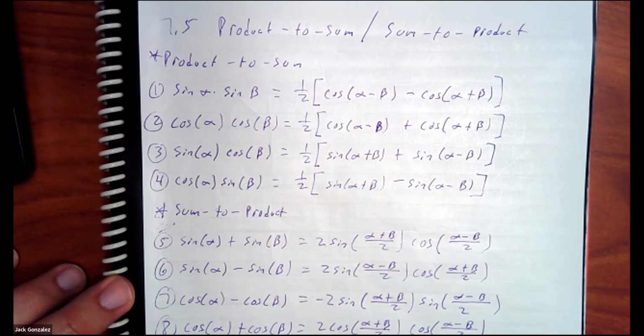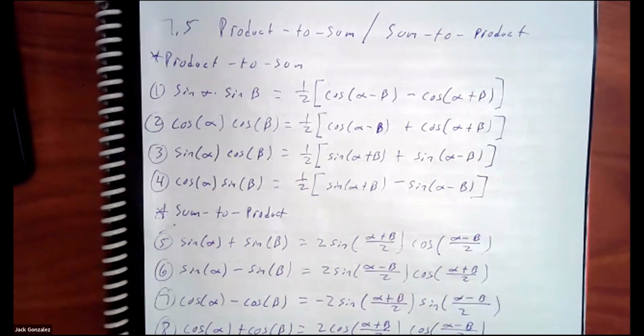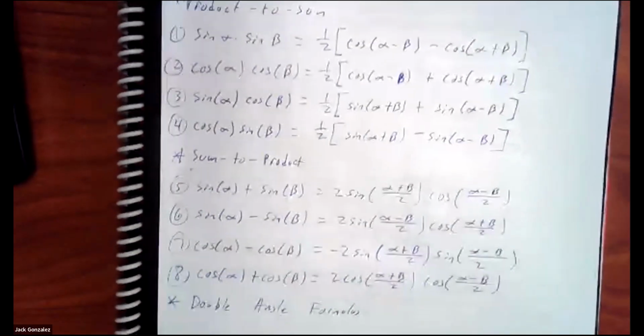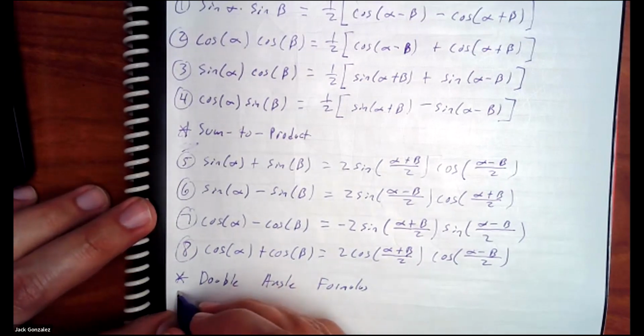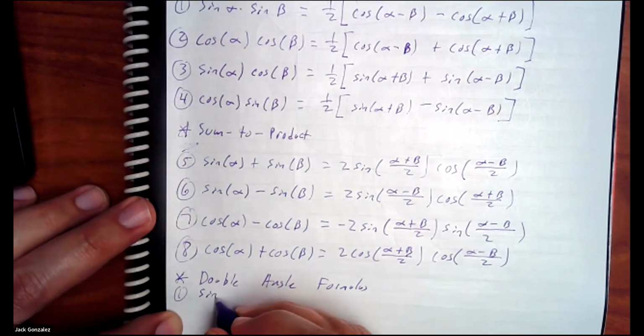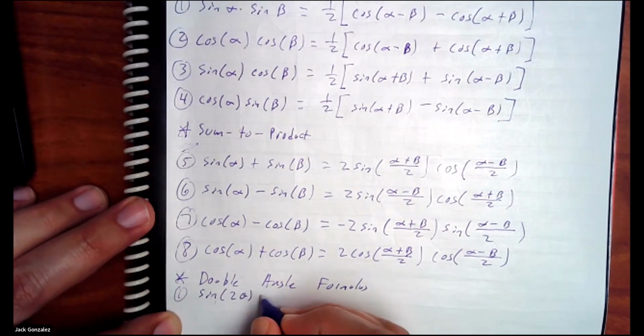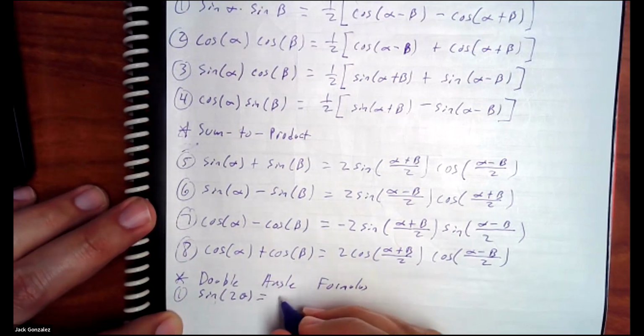Double angle formulas. So I'm gonna give them all to you. Sine of 2 theta is equal to 2 sine theta cosine theta.